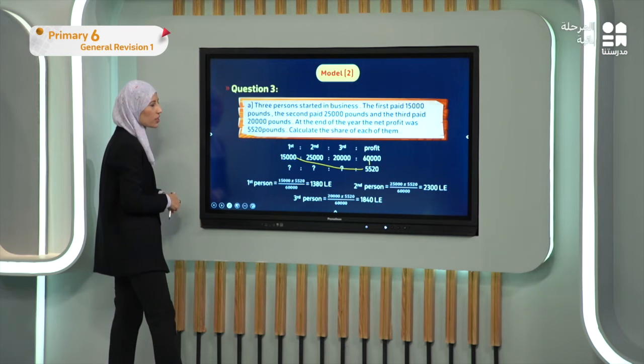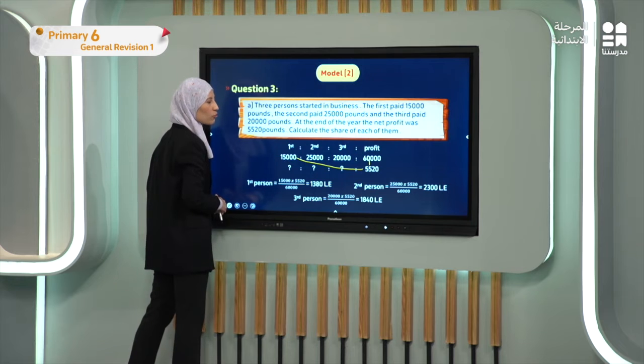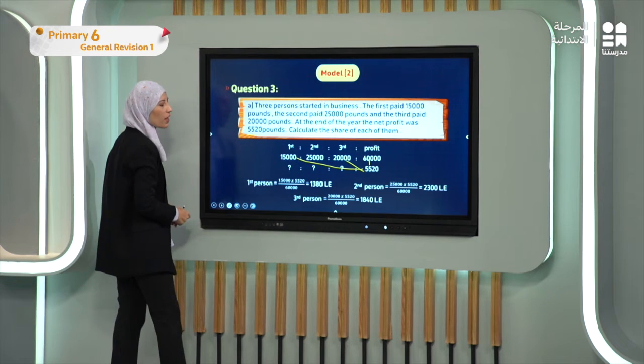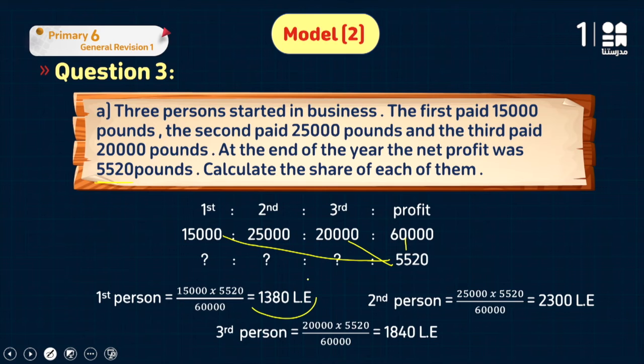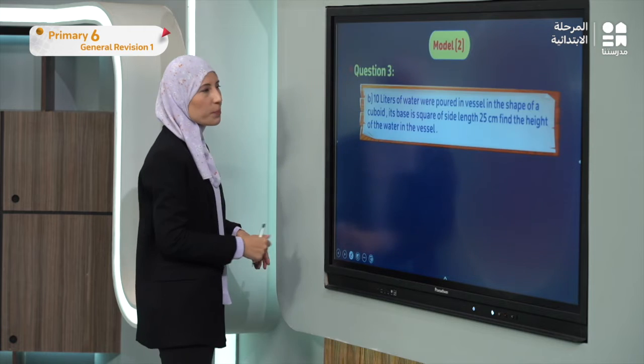And the third will be 20 times 5,520 divided by 60. It will give me 1,840. And if I add what I have for the 3 persons, I am supposed to have 5,520. Let's see the third example.